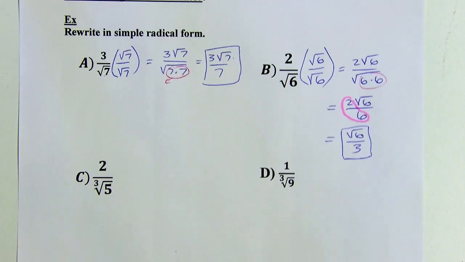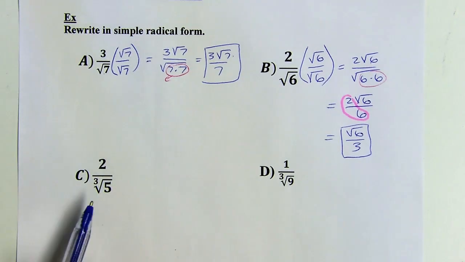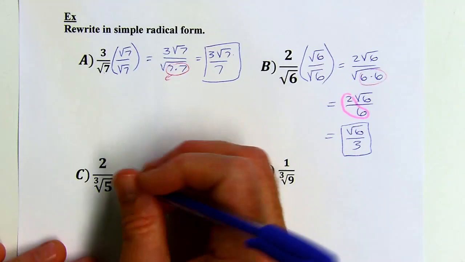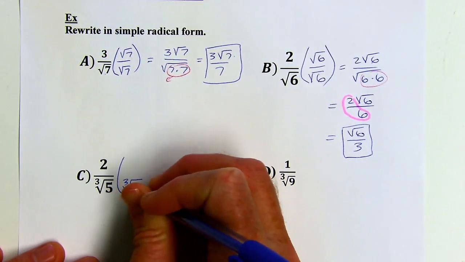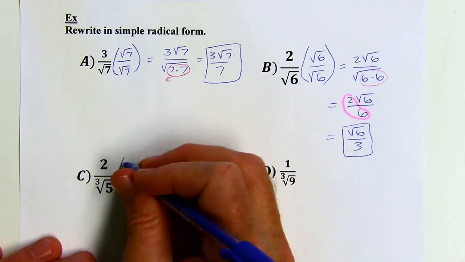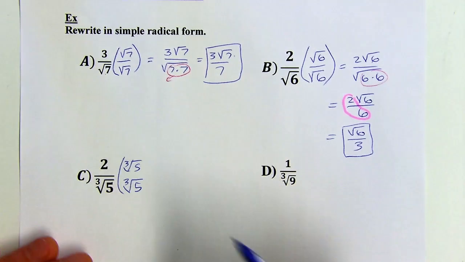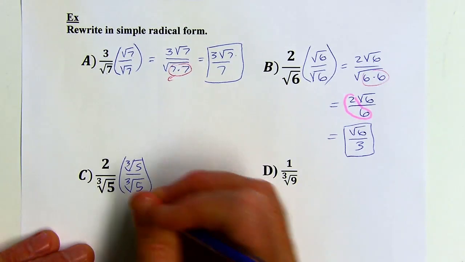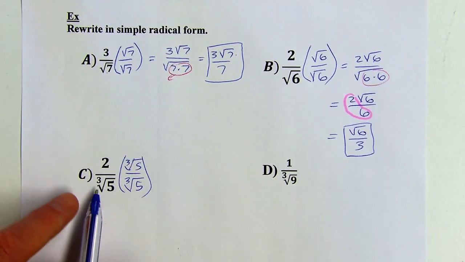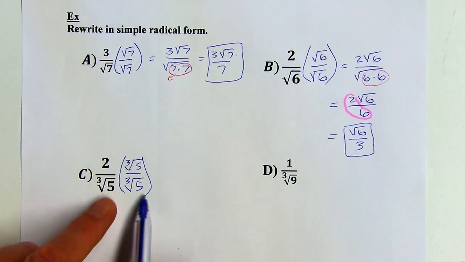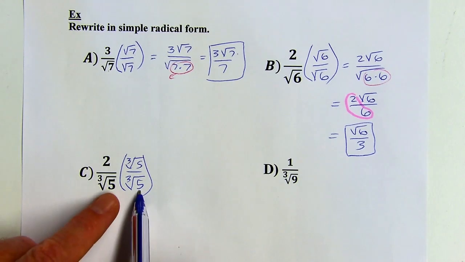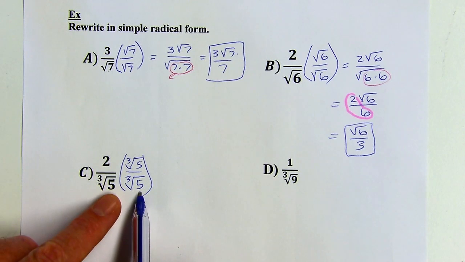All right, now I've got a cube root, and it's tricky here. So I see a lot of students will do this. And I totally understand why, because that's pretty similar to what we did on the previous problems. But this time, since it's a cube root, we need triplets, okay? So if you multiplied on the bottom, you'd have the cube root of 5 times 5. You still wouldn't have any triplets, okay?